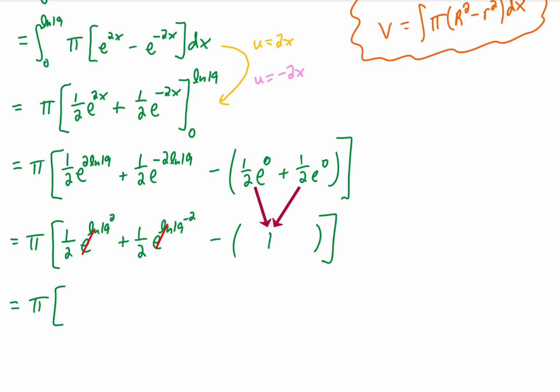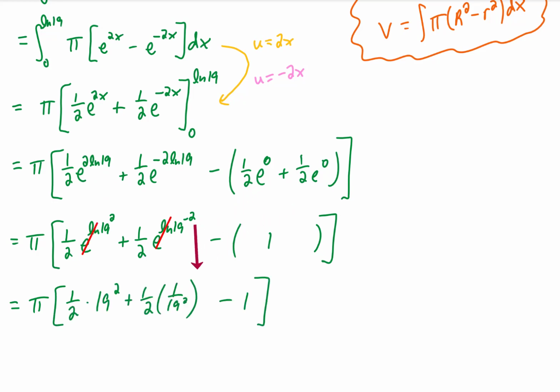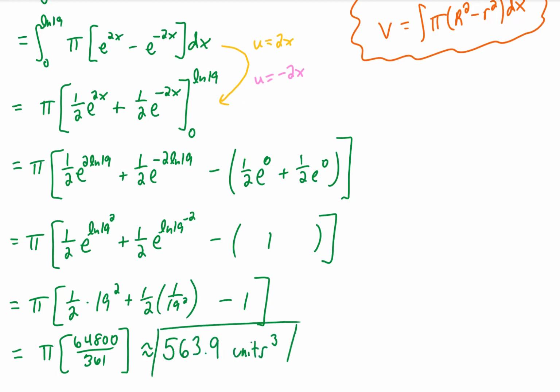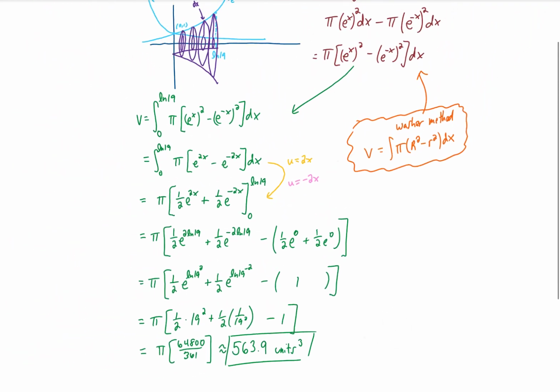Now let's see if we can simplify a little bit more. 19 to the negative 2 power can be written as 1 over 19 squared. If we do a whole bunch of simplification, we get this as our exact answer, or we get an approximate answer of approximately 563.9 cubic units. All right, let me zoom out on that so you can see all of the work.